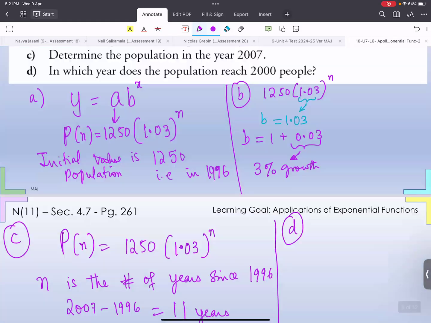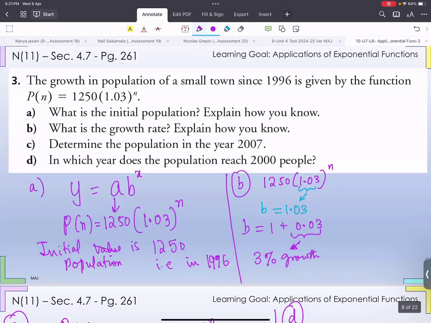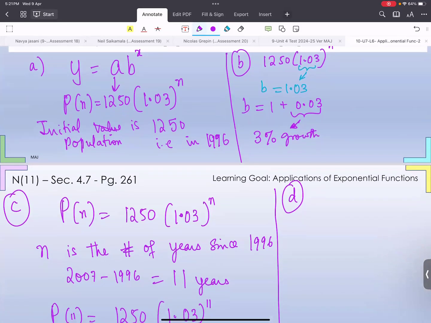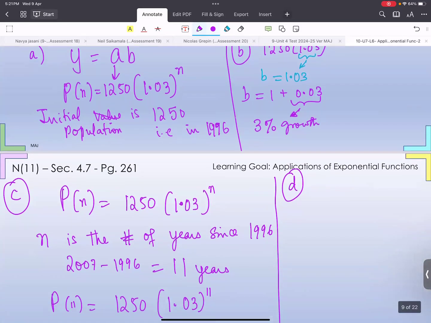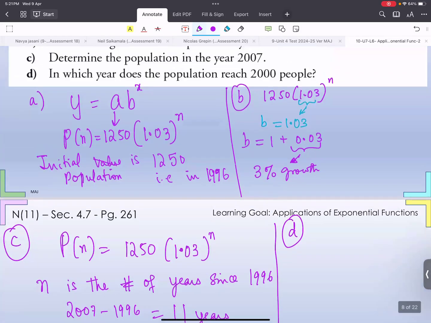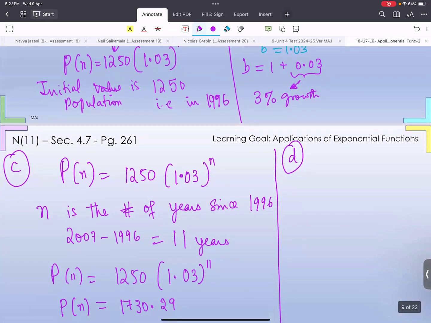Part D to this question, in which year does the population reach 2,000 people? For this, there's actually an easy way to do this using logarithms. But since I haven't taught you logarithms yet, we have to use the guess and check method. Okay, and let's try that. So when does the population reach 2,000 people? Okay, so 2,000 people.